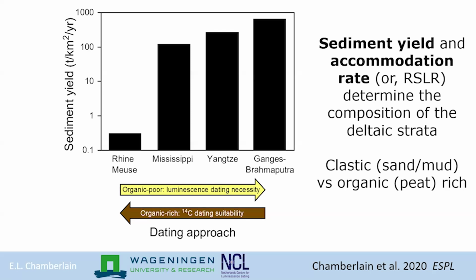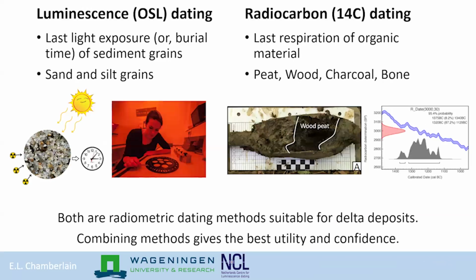This also influences the type of methods we use to date these. So in the Rhine-Meuse, radiocarbon is very widely used for dating. And in the Ganges-Brahmaputra, it's largely OSL. And in the Mississippi Delta here, it's somewhere in between. We can do a bit of both.